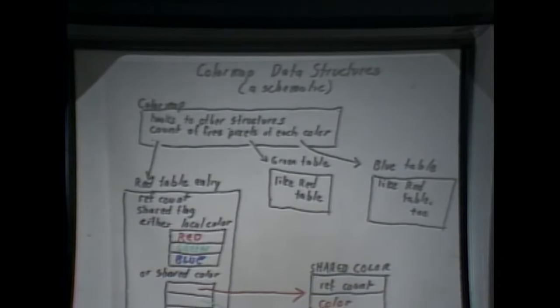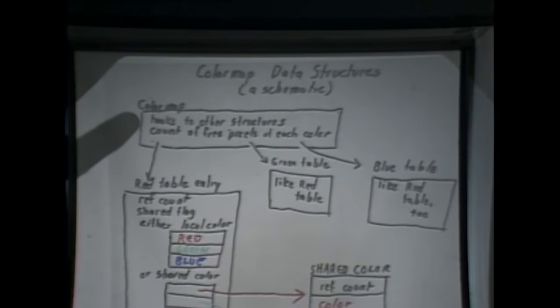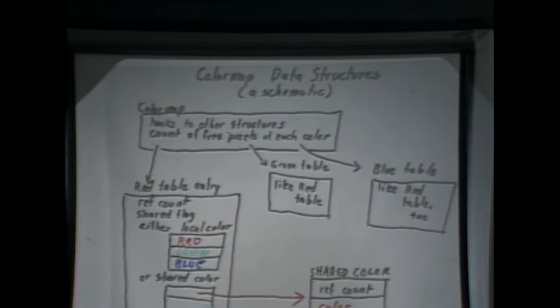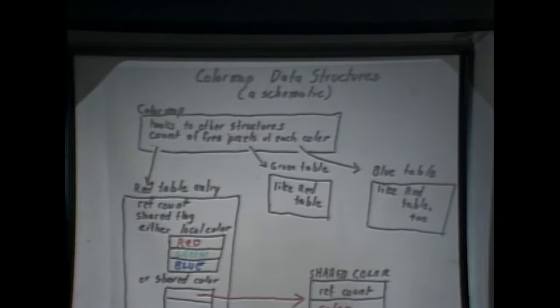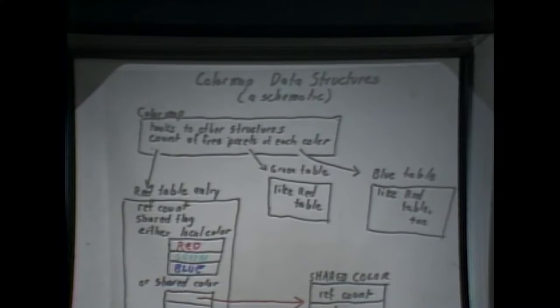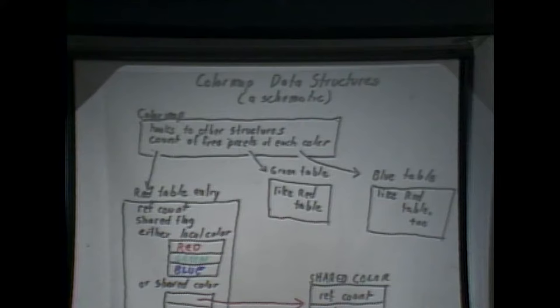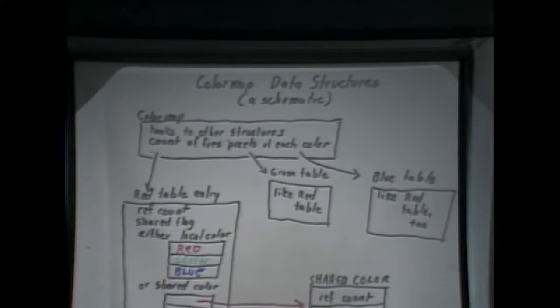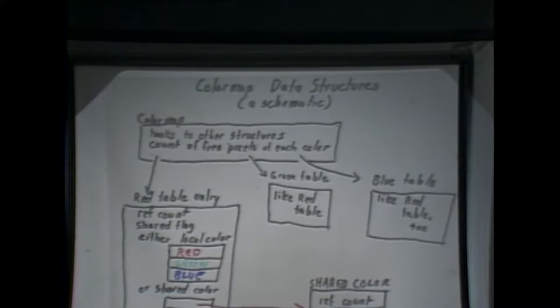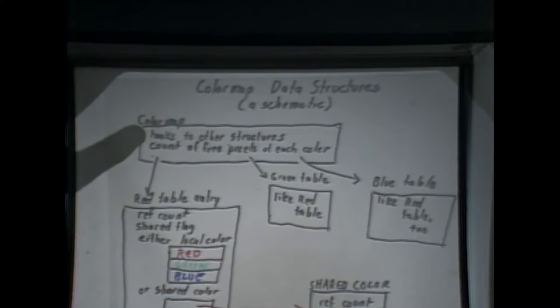I apologize. So basically, the color map, I decided to use just one color map for both direct and pseudo color. And I waste a couple entries, but it makes the code much simpler and easy to read. You just ignore things. So a pseudo color device is a direct color device that only uses the red entry. I just picked red arbitrarily. So the color map has hooks to other structures.